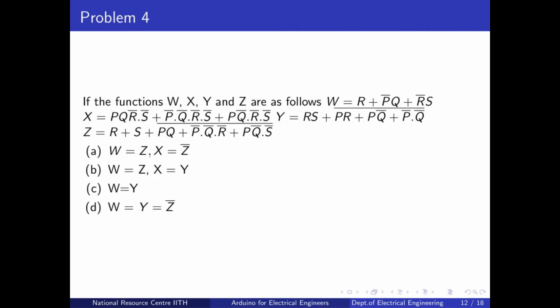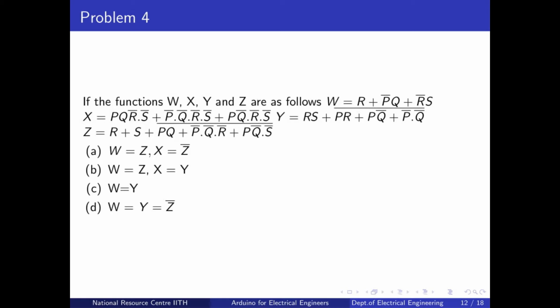Problem 4. If the functions w, x, y and z are as follows. W is equal to r plus p bar dot q plus r bar dot s. X is equal to p dot q dot r bar dot s bar plus p bar dot q bar dot r bar dot s bar plus p dot q bar dot r bar dot s bar.